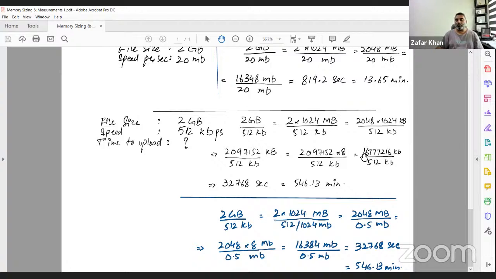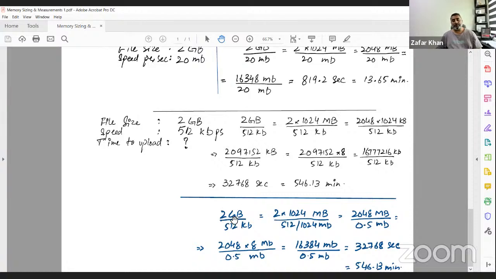So we can easily divide now. 16,777,216 divided by 512 will give us 32,768 seconds, which is 546.13 minutes. This is one of the ways, which is rather lengthy. So if we bring this gigabyte to megabits and also bring this kilobits to megabits, that will actually reduce our calculations, but the answer will remain the same.